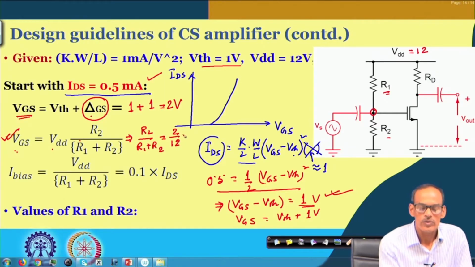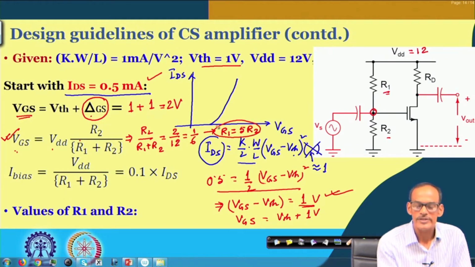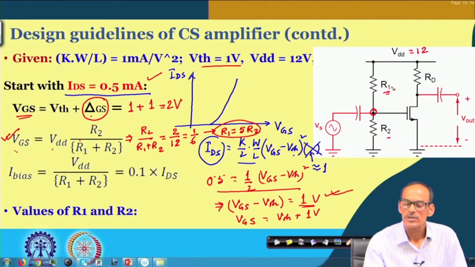right. So, we essentially have 1 by 6, and this gives us R1 equals 5 times R2. So, this is one relationship: R1 equals 5 times R2.